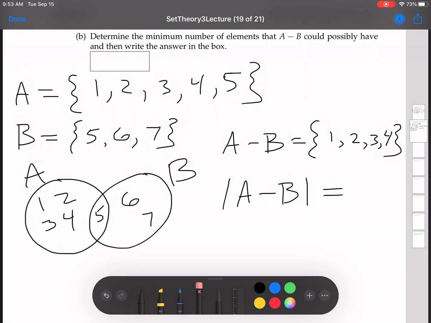Okay, so to reduce 4 to 3, we want to get one of these numbers that is here out of A minus B. Now, how do we get them out of A minus B? Well, they've got to be in A, right? Because remember, A minus B is the set of all x such that x is in A and x is not in B. So let's put it in B, right? So the idea is to put it in B. So let's take 4. We've got to leave 4 in A, but we want to put him in B. So the way to do that is to put him in the intersection.